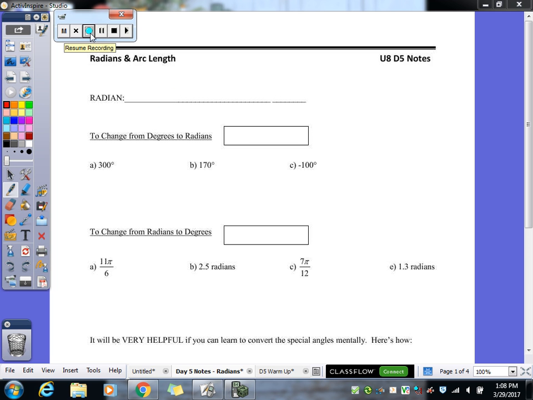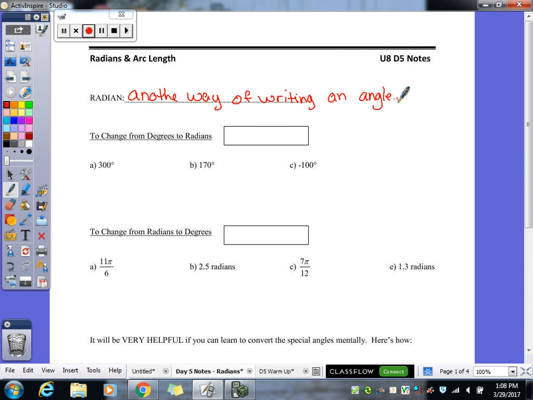So we're talking about radian measure today. Radian measure is another way of writing an angle. If my memory serves me correctly, you did talk about radians last year a little bit. What the radian measure is, it's the arc length in the unit circle.